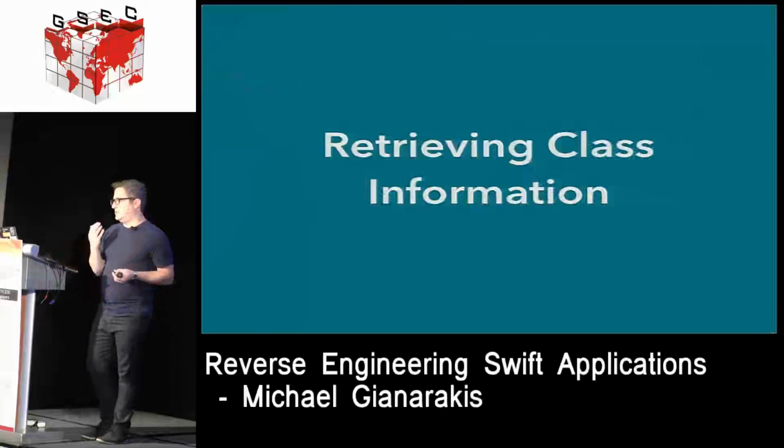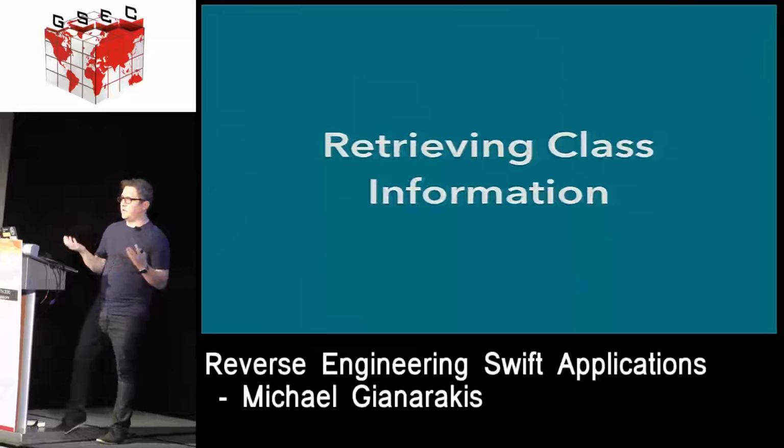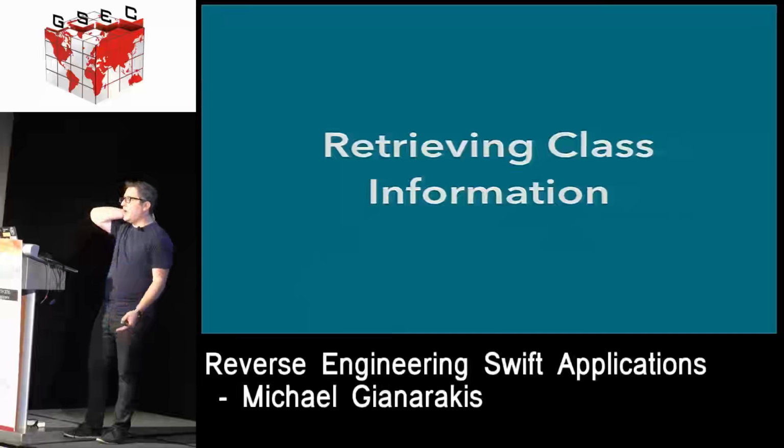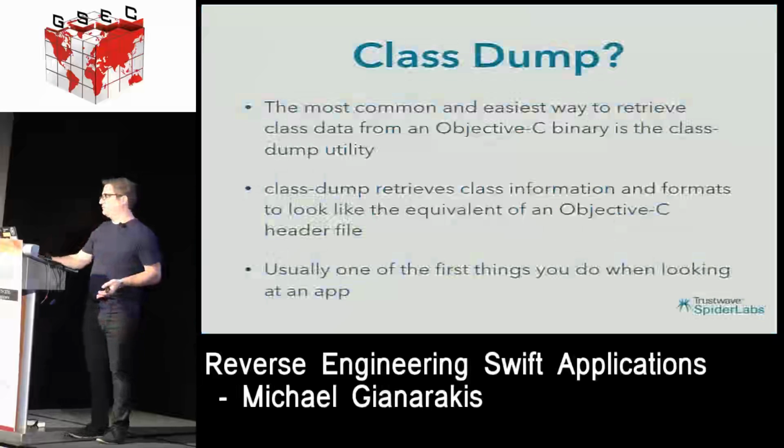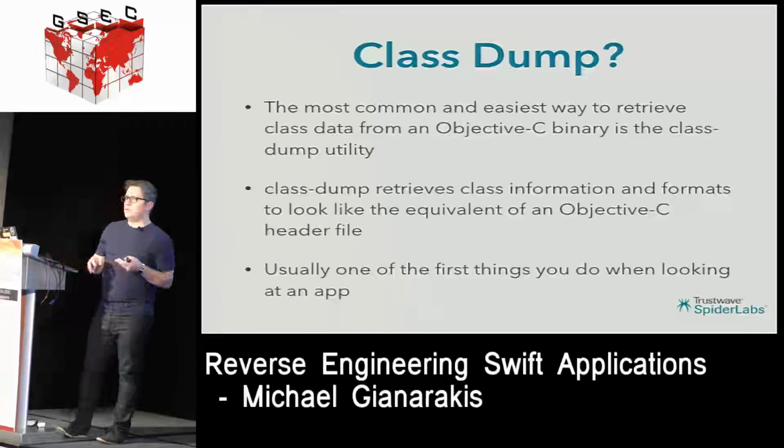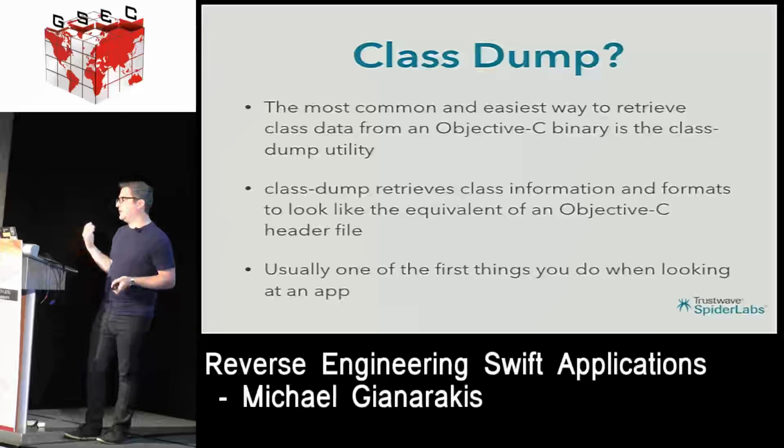So first step, and often the most important step on an iOS or an OS X, but I guess I focus on iOS a little bit, pen test is retrieving class information, right? The most common and easiest way to retrieve it from Objective-C applications is with the class-dump utility. Anybody who's done an iOS pen test would know class-dump. It retrieves class information and formats it to look like the equivalent of an Objective-C header file, right? For those who haven't used it, we'll go into what it looks like in a minute.